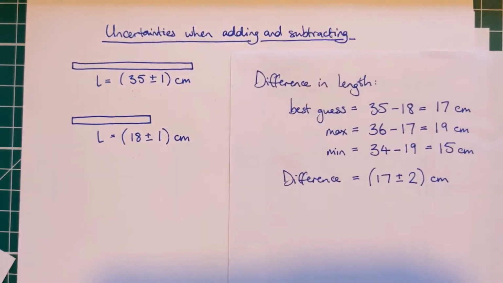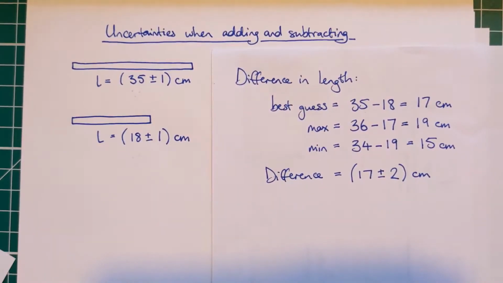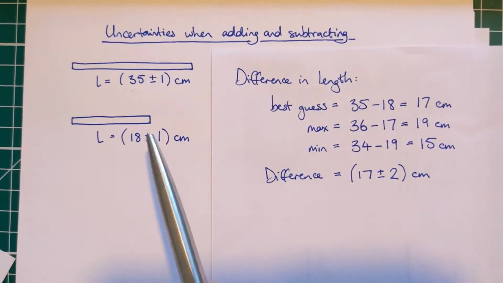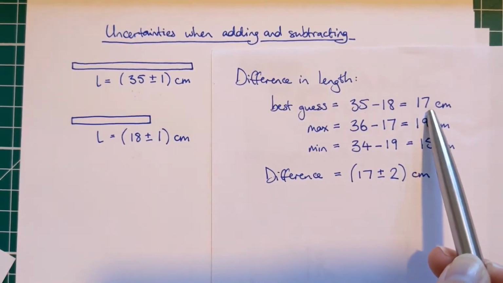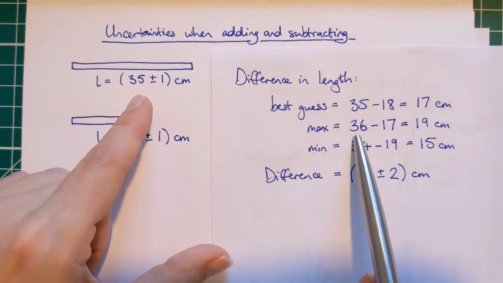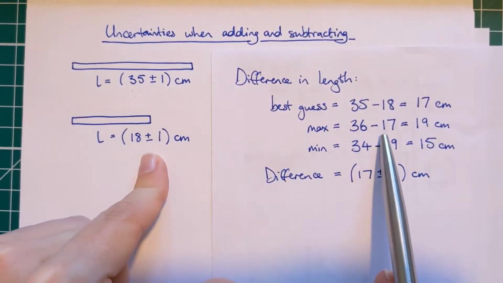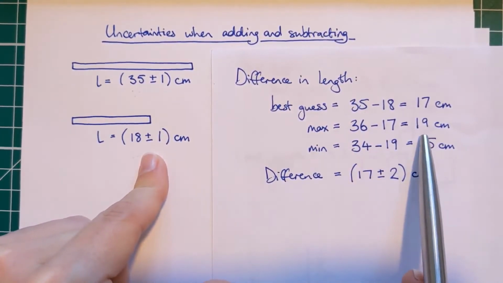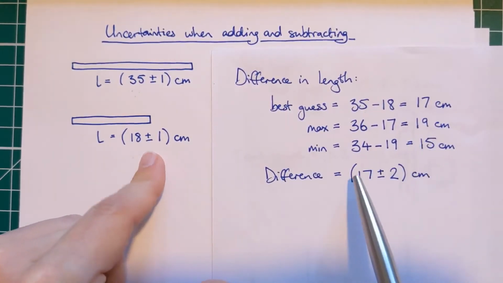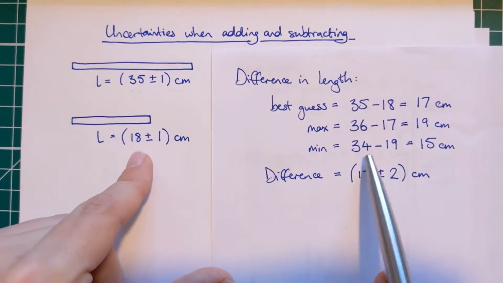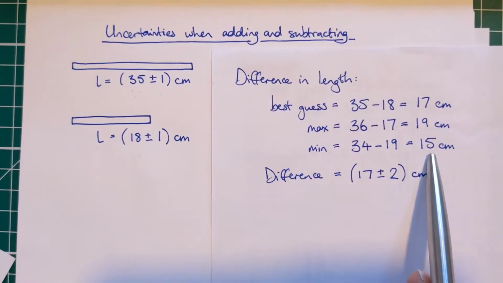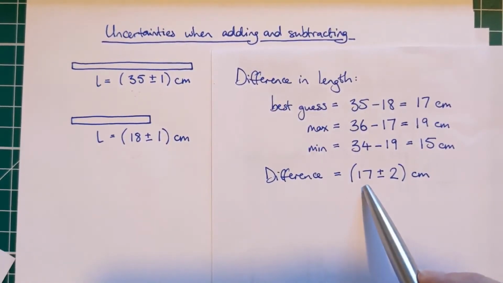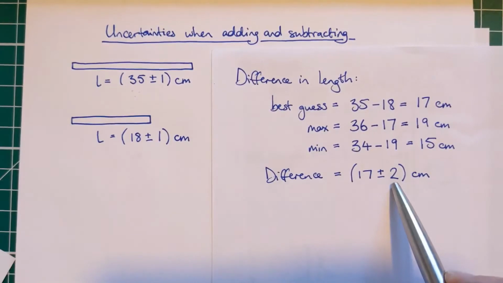Now, if we look at the difference, so instead of adding the two lengths together, we're going to take one away from the other one. What's the difference in length? Well, again, I think that it's going to be 17 centimetres. That's my best guess. But if this one was as long as 36 and that one was as short as 17, then actually the difference would be 19 centimetres. And if this one was as short as 34 and that one was as long as 19, then the difference is only 15 centimetres. So again, I can write the difference. I think it's 17, but it could be 2 centimetres either way.